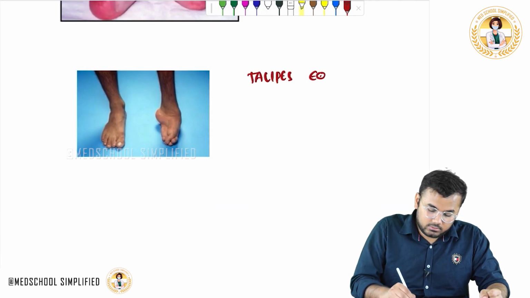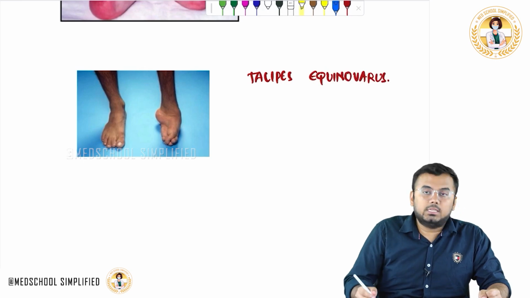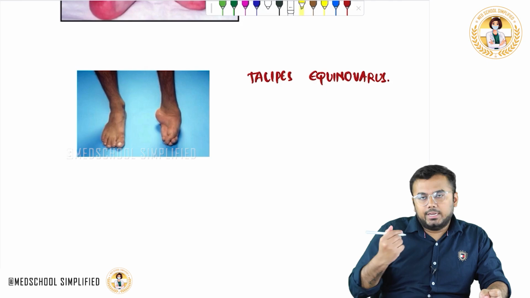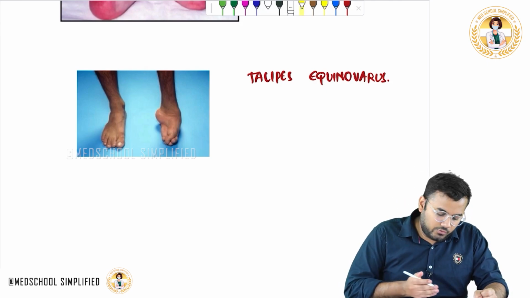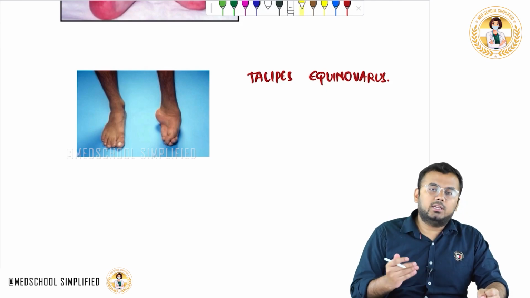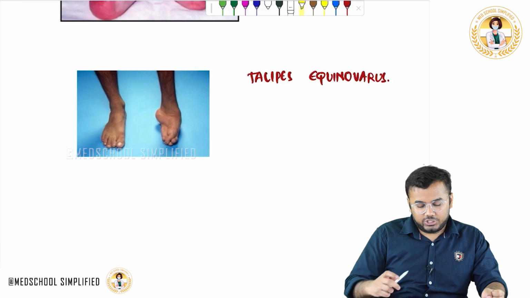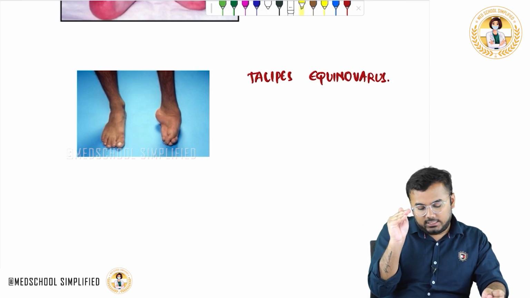And lastly here we have this condition, which is called talipes equinovarus. Now what is this talipes equinovarus? First thing, is the foot inverted or everted? It is inverted. Is the foot abducted or adducted? The foot is obviously looking towards the body, so this is adducted. And the second important thing is to look at the plantar region. Is it extended like this or flexed like this? It is flexed like this.